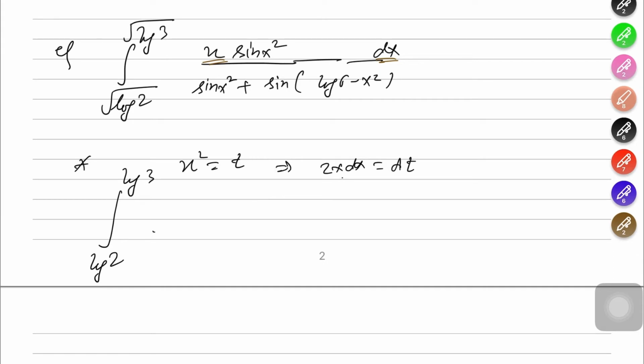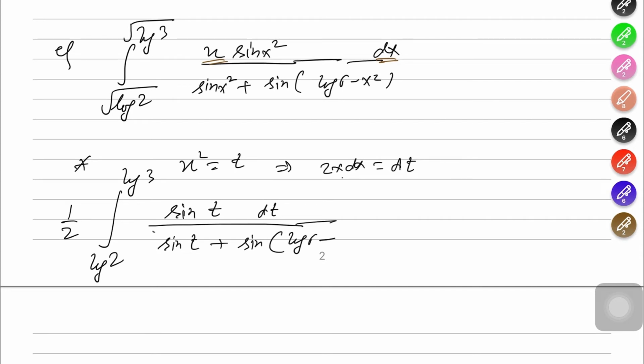Basically we see that x dx is dt by 2, so we put dt by 2, which is a constant, outside. Then sine x square becomes sine t, divided by sine x square, which is again sine t, plus sine log 6, where log 6 is a constant and we will not change it, minus x square, which means t. Now it seems that the function f(x) is the same in the numerator and denominator, so we have to check what about the other function, whether it is satisfied or not.